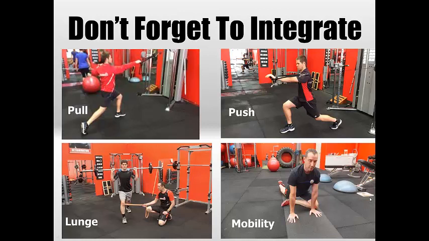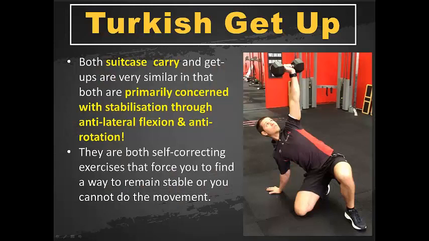All right, so making sure you get that. In addition to the suitcase carry, which is an awesome oblique exercise, another one that's very similar is the Turkish get-up. So unique, this exercise, in that it's moving in all the different planes. Stabilisation is its primary focus, but it needs a huge amount of mobility. Again, like the suitcase carry, it's a self-correcting exercise.